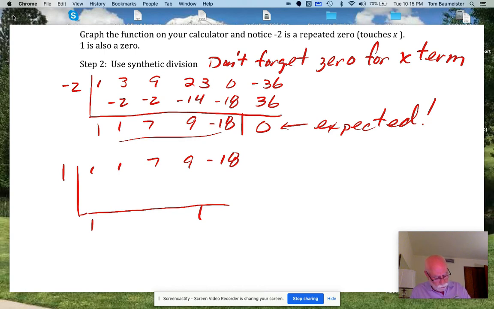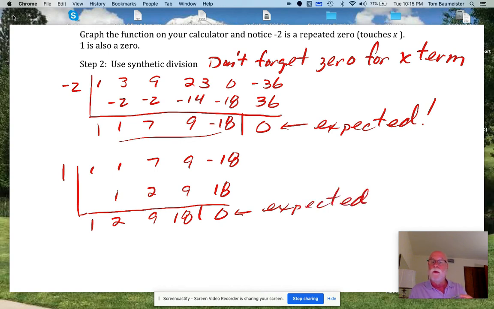1 times 1 is 1. 1 plus 1 is 2. 1 times 2 is 2. 7 plus 2 is 9. 1 times 9 is 9. 9 plus 9 is 18. 1 times 18 is 18. And again, we got a 0 as expected. Okay, so those are 2 of our solutions.